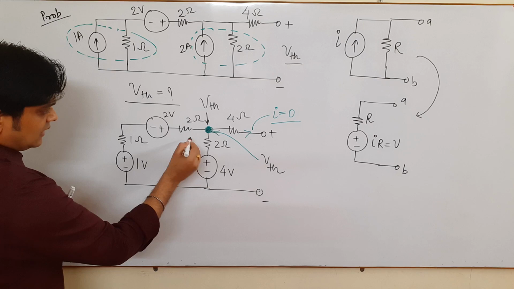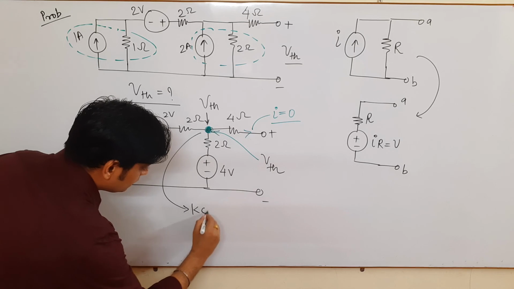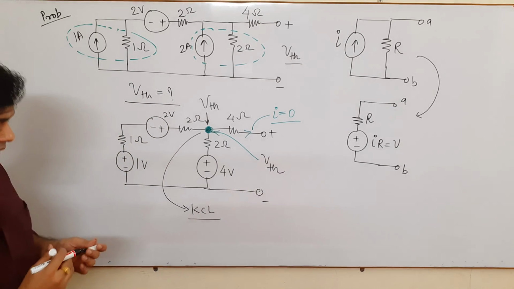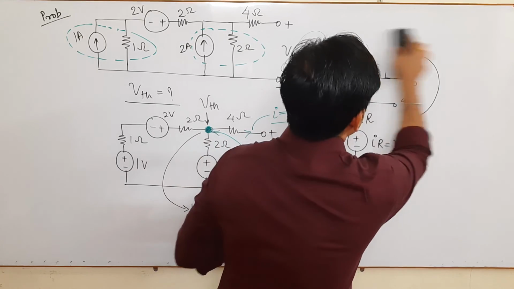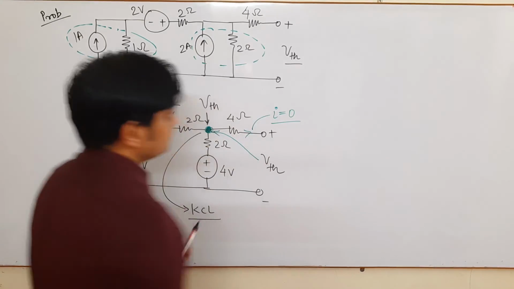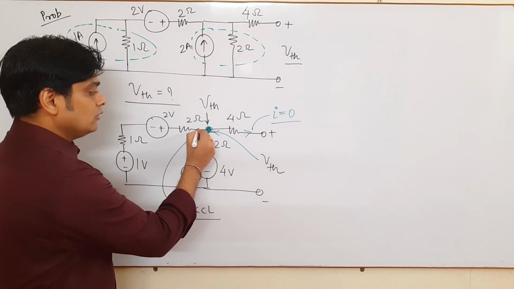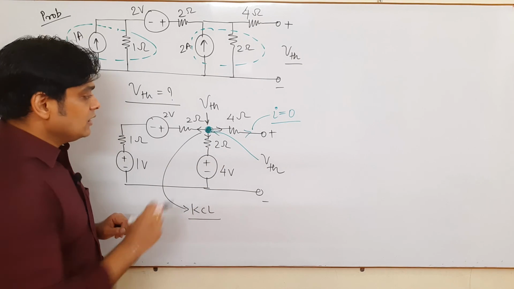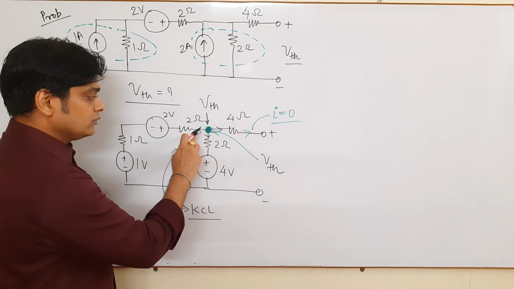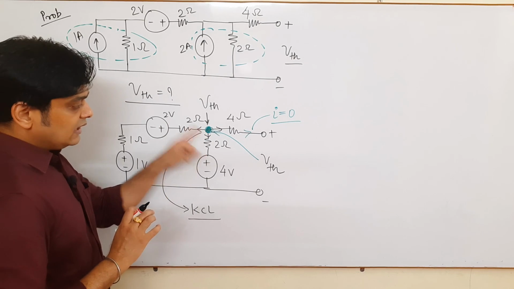So if this VTH appears over this node, can we directly apply the law of KCL here? That is nodal analysis. If I apply KCL here, one can easily solve the problem. We'll see how. Now I am applying the law of KCL at this node. Whatever the currents here, the algebraic sum remains 0. The algebraic sum of these two currents is 0, so we can find the value of VTH.